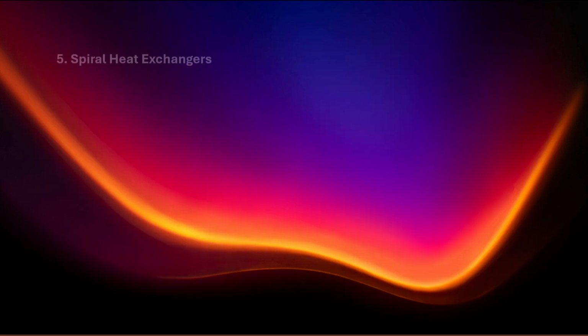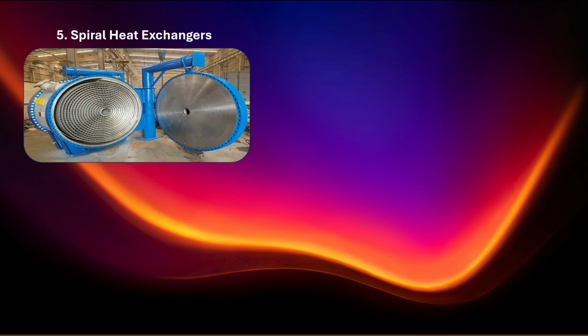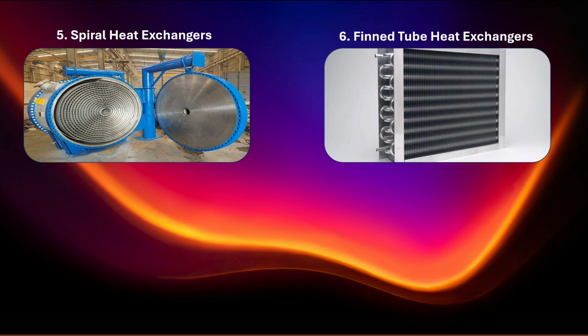Fifth in line, we have here a spiral heat exchanger. It features spiral channels that promote turbulent flow, which reduces fouling. They are used in some oil and gas applications for viscous fluids that are prone to fouling. Sixth one is a fin tube heat exchanger. It has tubes with fins to increase surface area for heat transfer and is often used in gas cooling applications within the sector. Then we have a plate and shell heat exchanger.